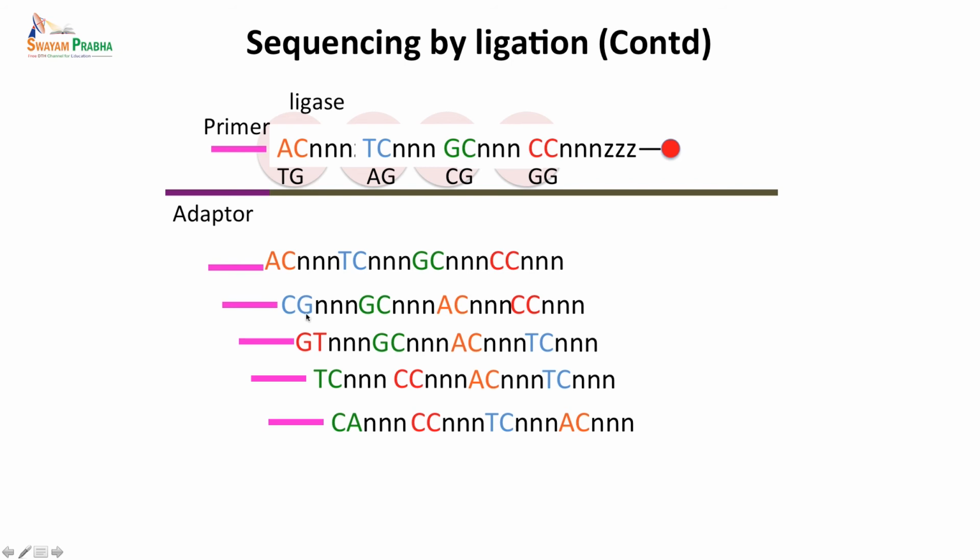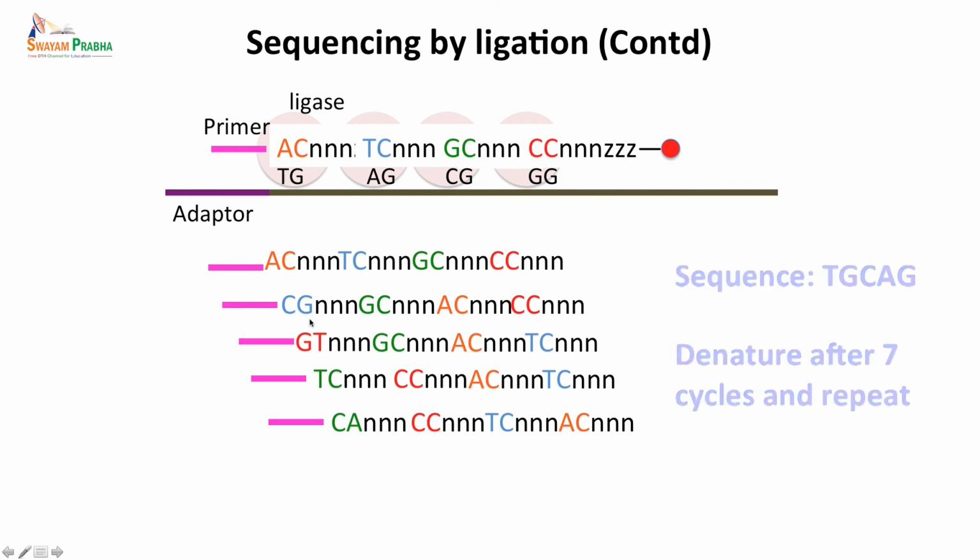So next position, supposing it was an A, then GT will bind. So each one position is offset by one base in each subsequent cycle. And so you can read off this sequence, and the sequence will be A followed by a C. Because this is complementary, the actual sequence will be a T followed by a G, then a C, then an A, then a G, like that.